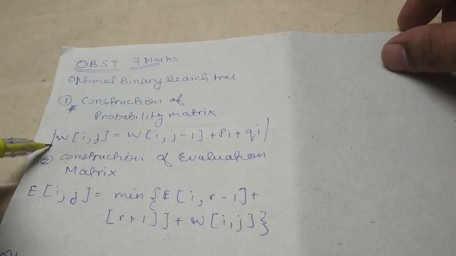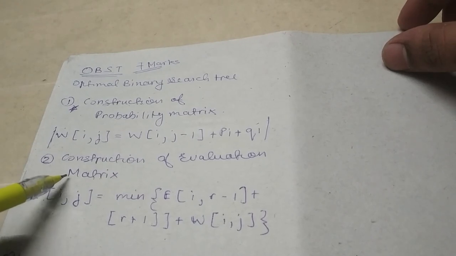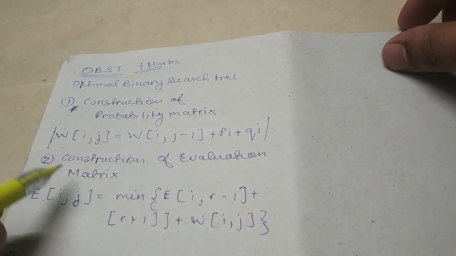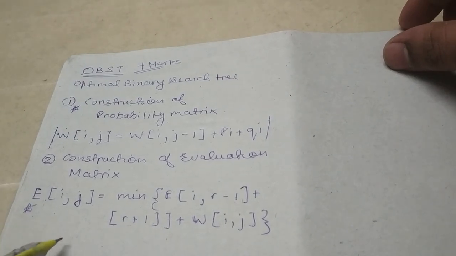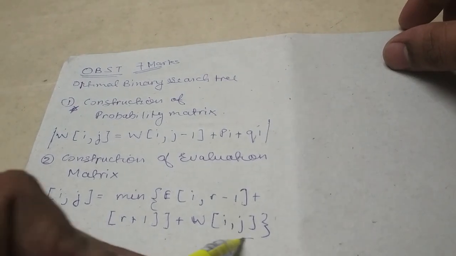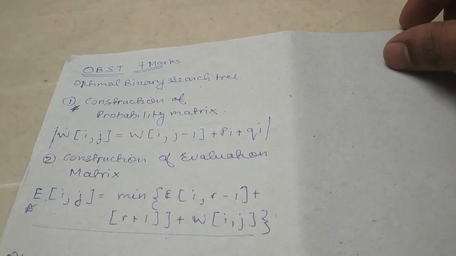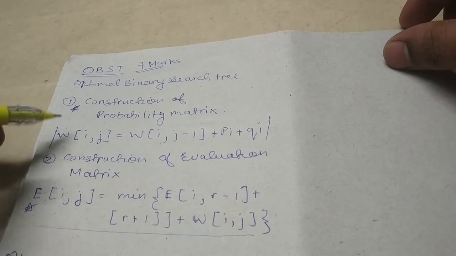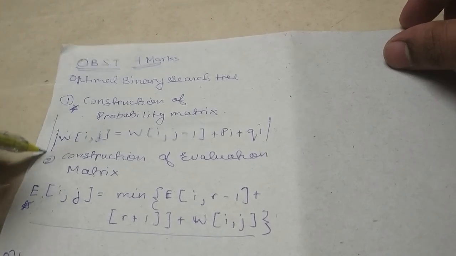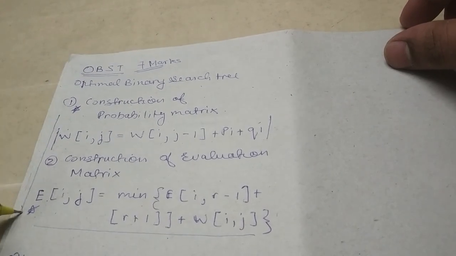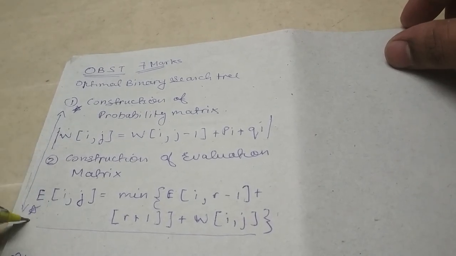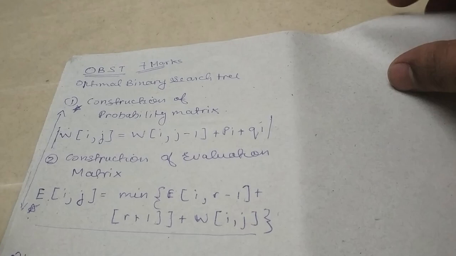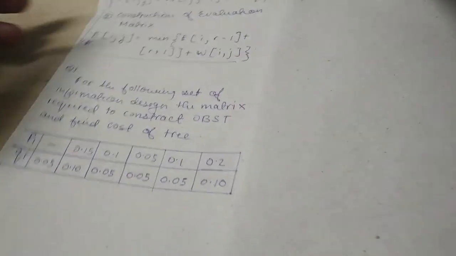And in OBST we have to do one more construction, which is construction of evaluation. So that formula is this one. Here we will not use this formula because it will be too lengthy to calculate it. This part we have to write as it is in paper from here till here. Okay, so let us see question number 1.